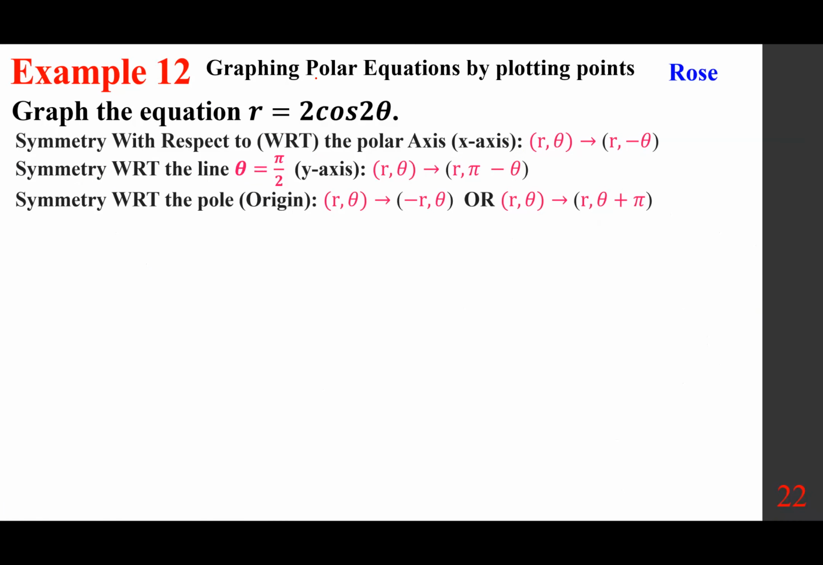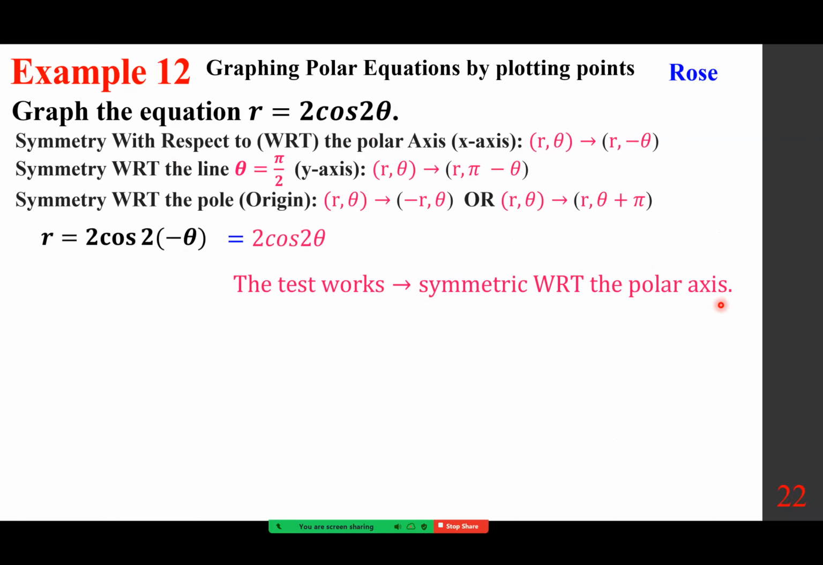All right, we are going to graph this function, and this is a rose as far as the terminology is concerned. So let's discuss the symmetry. First, we are going to replace theta with negative theta, and it works out because everybody knows cosine of theta is the same, or 2 theta, doesn't matter. So the test works, and it makes it symmetric with respect to the x-axis or polar axis.